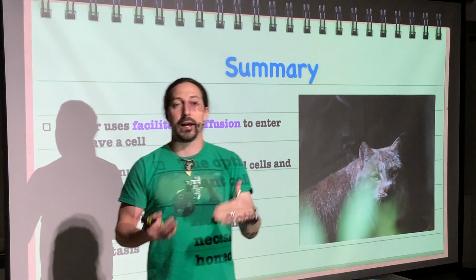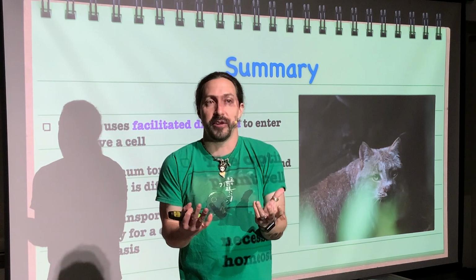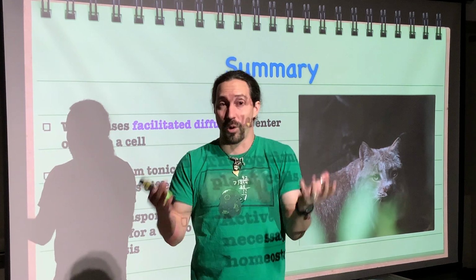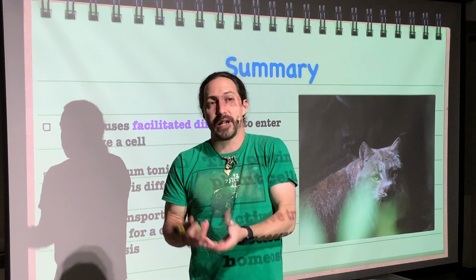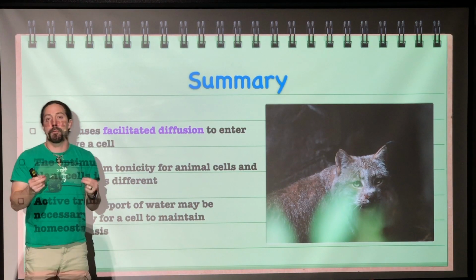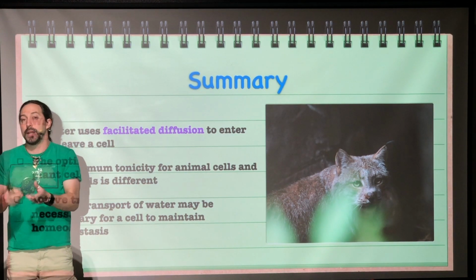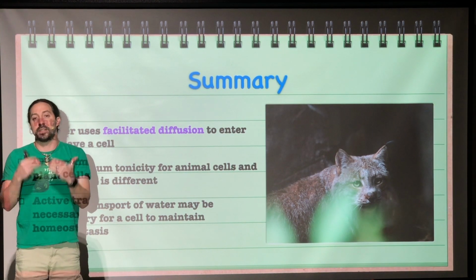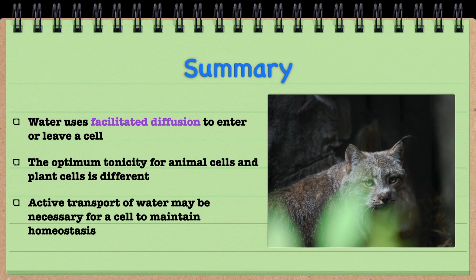So for an animal cell, the easiest spot to maintain homeostasis is when it doesn't have to do any work at all. If an animal cell is in a hypotonic or a hypertonic environment, that means it's going to have to use active transport to bring water in or push water out. On the other hand, a plant cell would much prefer to be in a hypotonic environment. That's the optimum environment for it to function.